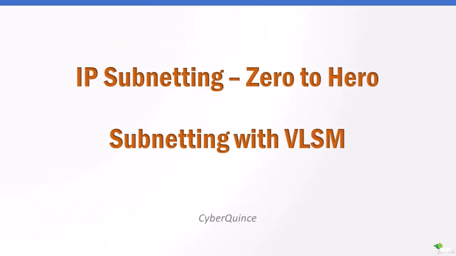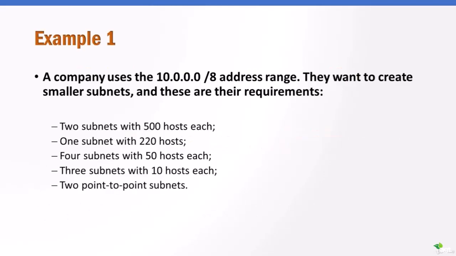Subnetting with variable length subnet masks, example number 1. A company uses address range 10.0.0.0/8 and they want to create smaller subnets, and these are their requirements. They want 2 500 hosts subnets, 1 subnet with 220 hosts, 4 50 hosts subnets, 3 subnets with 10 hosts per subnet, and then finally 2 point-to-point subnets.